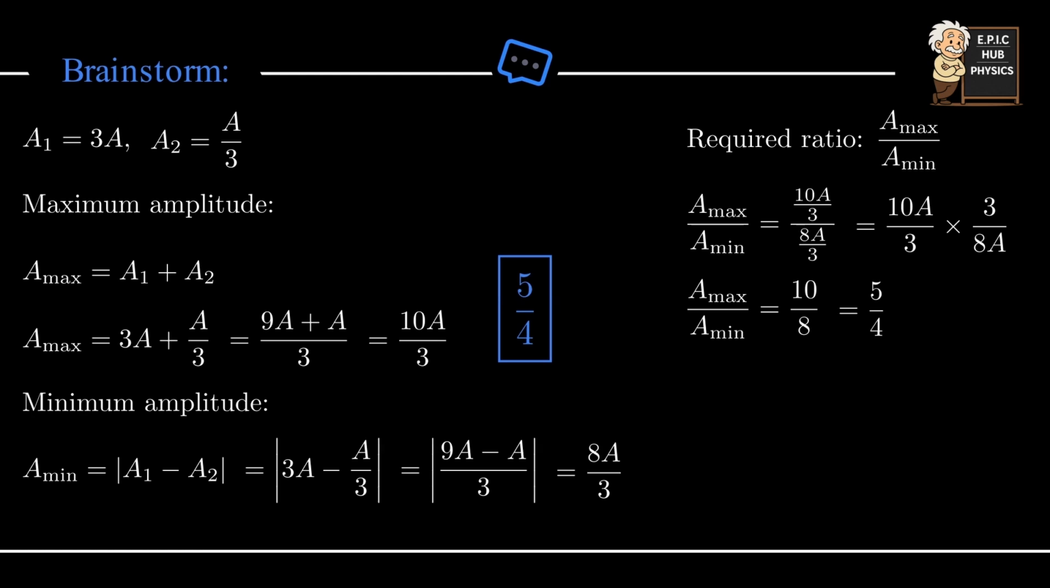What did we do? We first identified the amplitudes of the two waves. Then we used the idea that the maximum amplitude occurs when the waves are in phase, so their amplitudes add together. Next, we used the idea that the minimum amplitude occurs when the waves are in antiphase, so the resultant amplitude is the absolute difference of the two amplitudes. Finally, we formed the ratio of the maximum amplitude to the minimum amplitude and simplified the result.